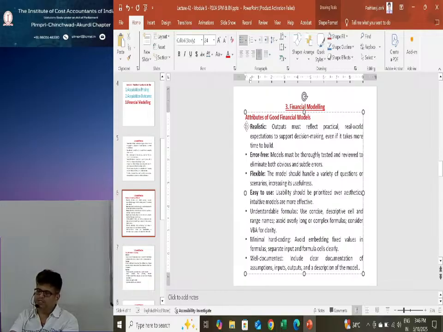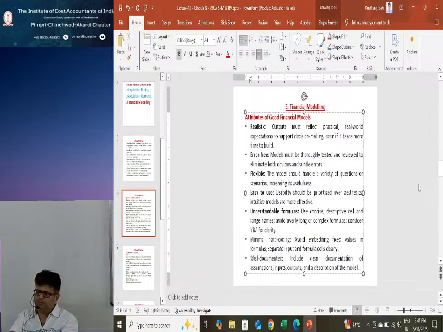Fourthly, it should be easy to use. Usability should be prioritized over the aesthetics. Intuitive models are more effective. So in a way it should be user friendly, easy to use, easy to understand, easy to prepare also, and should not be complex at all.